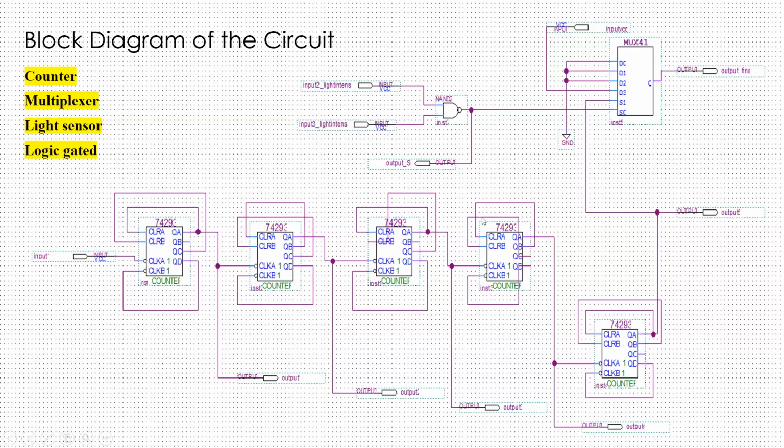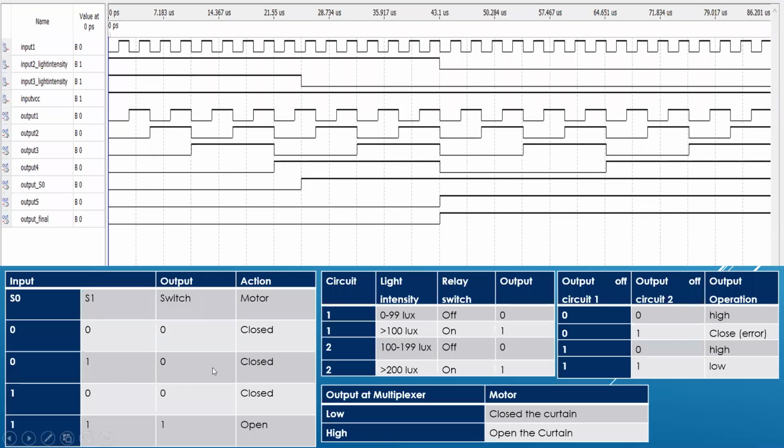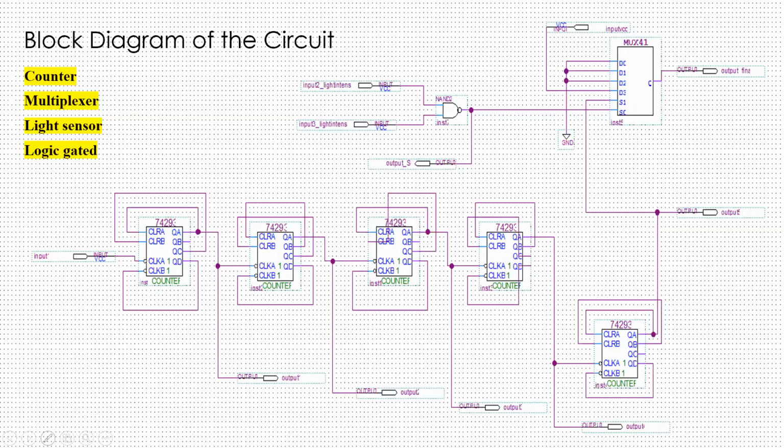Below here is the design of the time counter. The function of the counter is to count the time. So from here, this is the mod 60 to count 60 seconds. This is the mod 60 to count the minutes, and here is a mod 12 to count the hours.